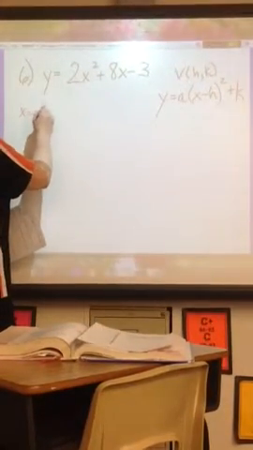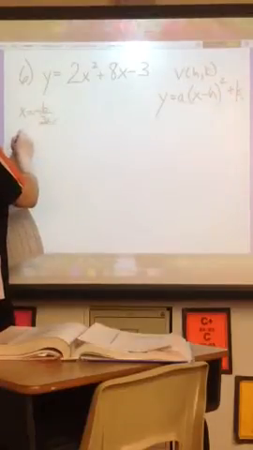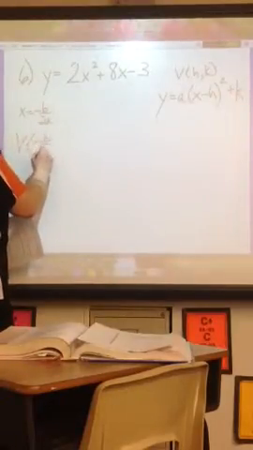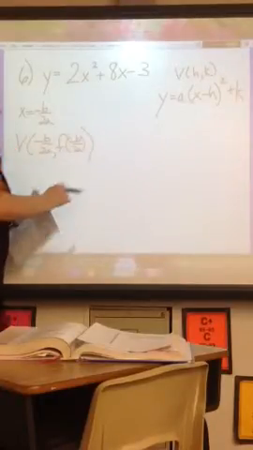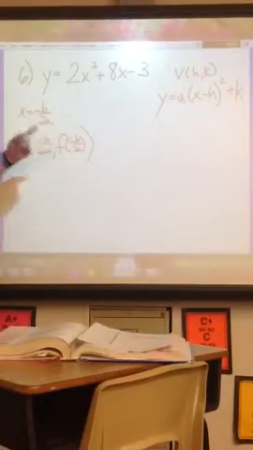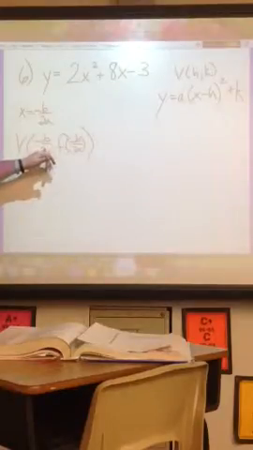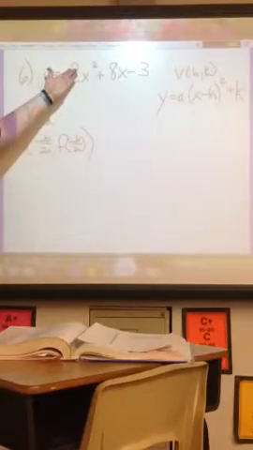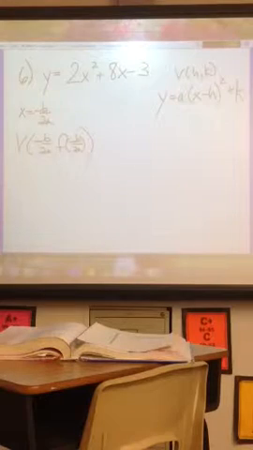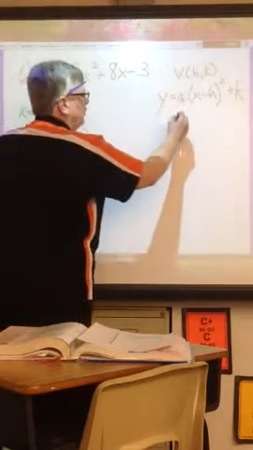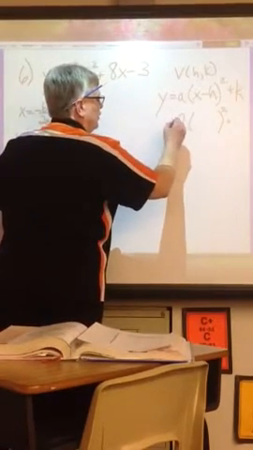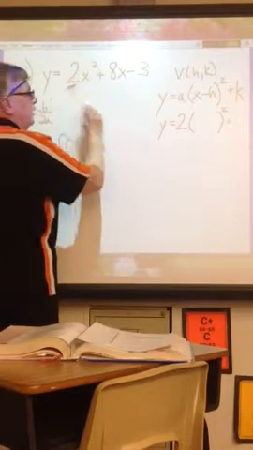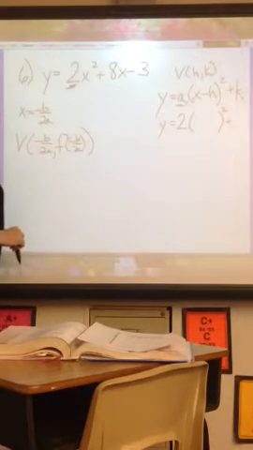Didn't we use this formula to find the axis of symmetry? Isn't that what we used before? So to find that vertex, I take my axis of symmetry and put it back in the original equation. That's how I find my k. You can't tell it from looking at it. We do know that this is going to be 2, because this value and this a are exactly the same.